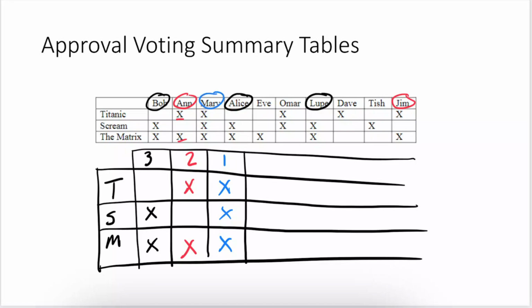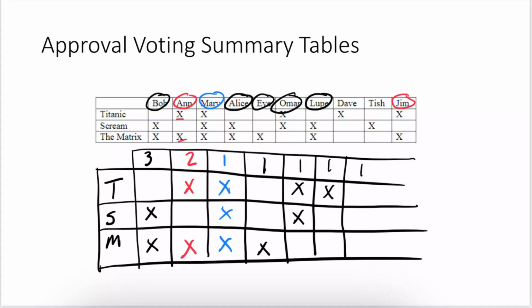And then it looks like Eve voted for only the Matrix, and I believe she's the only one who did that, so I'll put a 1 there. And then Omar voted for Titanic and Scream, and he was also the only one who did that, so I'll put a 1 there. And Dave voted for only the Titanic, and Tish voted for only Scream. And so this would be a summary table of what we saw on the last slide.